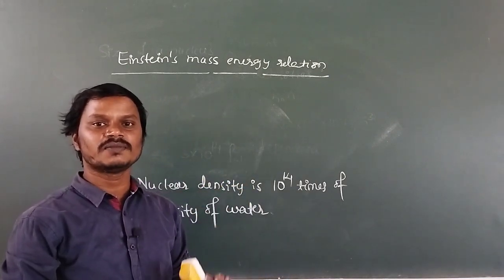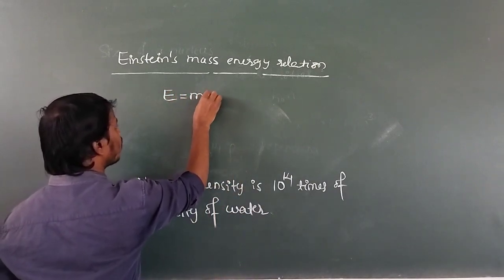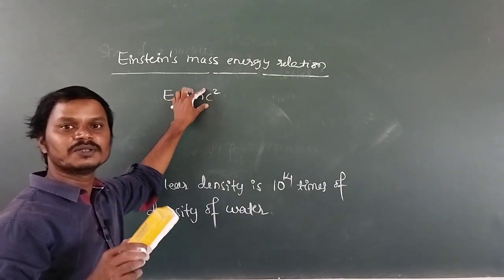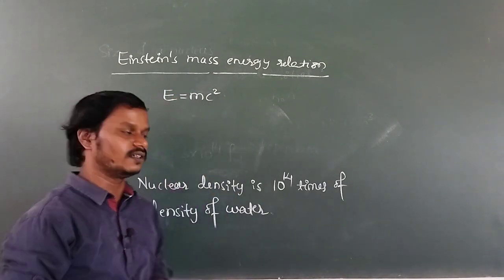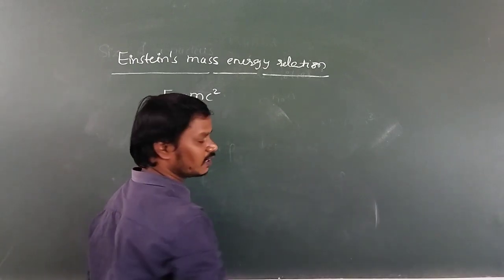So what is Einstein's mass energy relation? See here, E equal to mc square. What is the value of c? That is 3 into 10 to the power of 8 meter per second. Now next, that is nuclear binding energy.